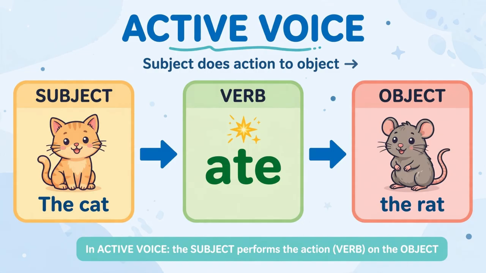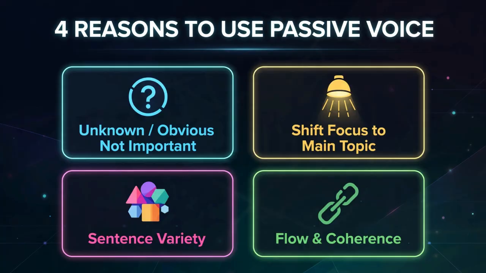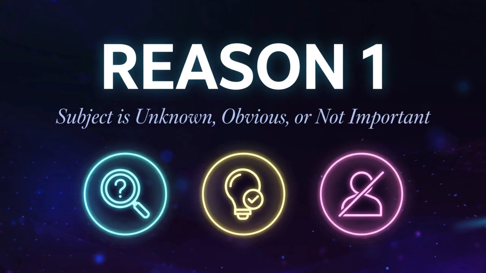Now, here's the real question. Why would anyone do this? Students always ask me, I can speak and write perfectly fine without ever using the passive voice, so why bother? Great question. There are actually 4 very specific reasons. Let's go through them one by one. Reason 1. The subject is unknown, obvious, or not important. Focus on the action or the result instead.